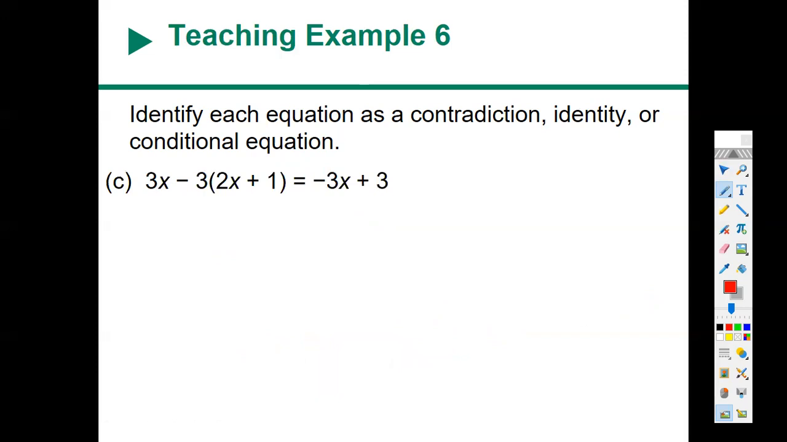All right, we'll quickly go through this one together. So first thing I need to do. Oh, let me let you. You know what? I'm gonna let y'all start it.